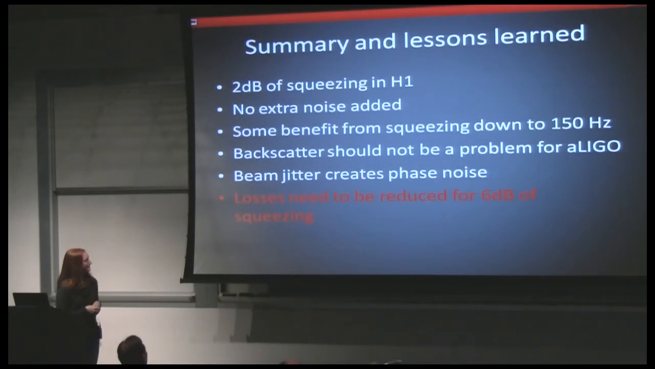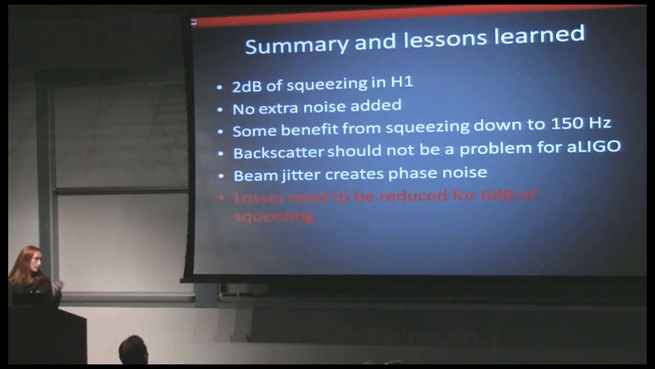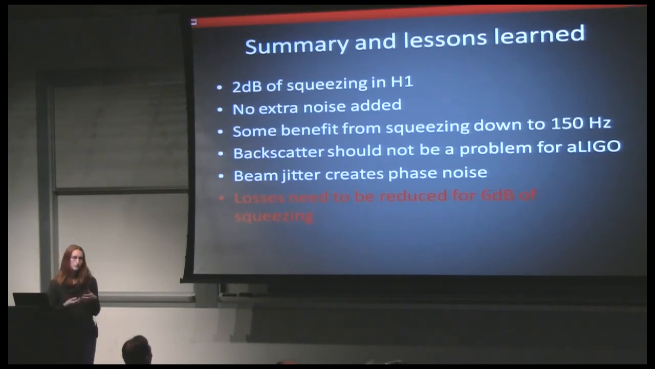So just to summarize, we saw 2 dB of squeezing in H1. We saw that there was no extra noise added at any frequency in the spectrum. We saw some benefit from squeezing. With the interferometer at full power, we saw benefits from squeezing down to around 150 hertz. And then we saw that backscatter shouldn't be a problem for using squeezing with advanced LIGO. We learned that beam jitter causes phase noise because of the way that we sense the squeezing angle. And the most important lesson, I guess, is that losses need to be reduced if you want to see high levels of squeezing in the interferometer.